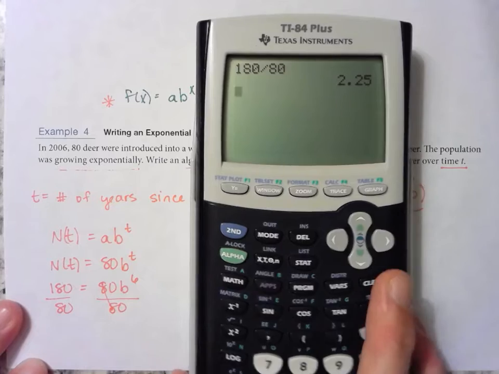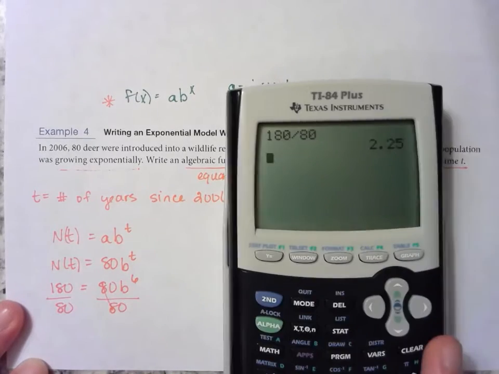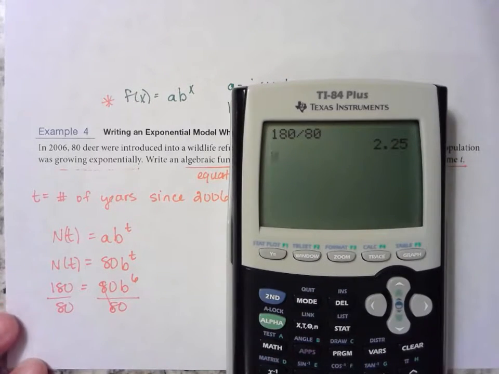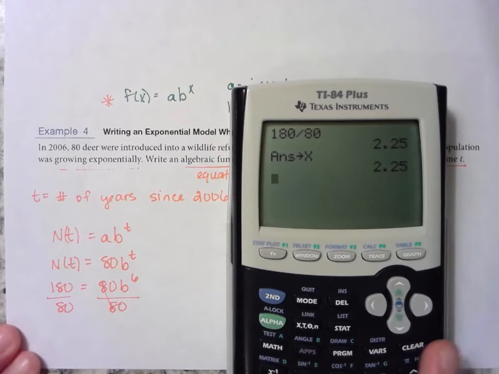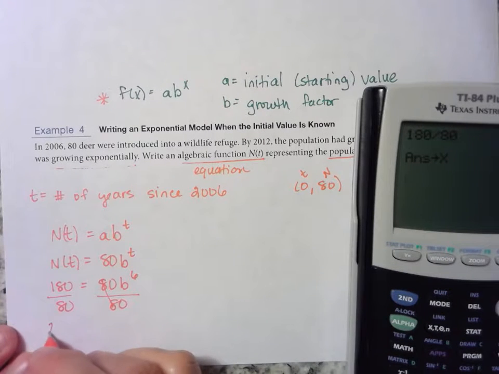This happens to be a nice short number. If this worked out to be some crazy ugly long decimal number, you don't want to round. So for this entire section, actually for this whole chapter, never round anything until the very end of the problem. So what you want to do is just store it. Store it in your calculator. Alright, so what we have now is 2.25 is equal to b to the 6th power.